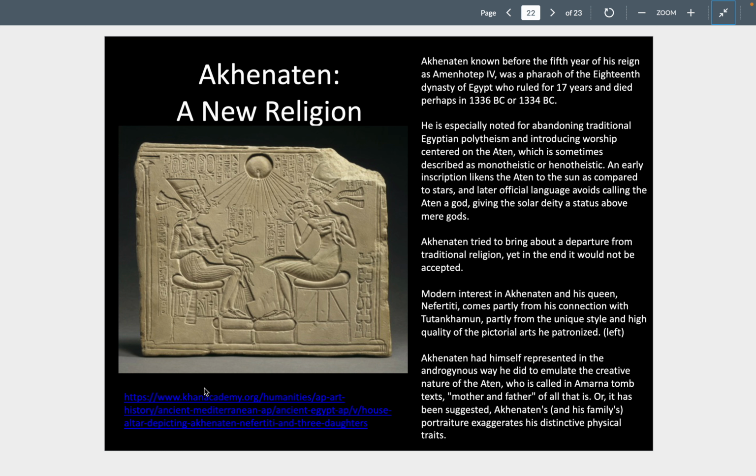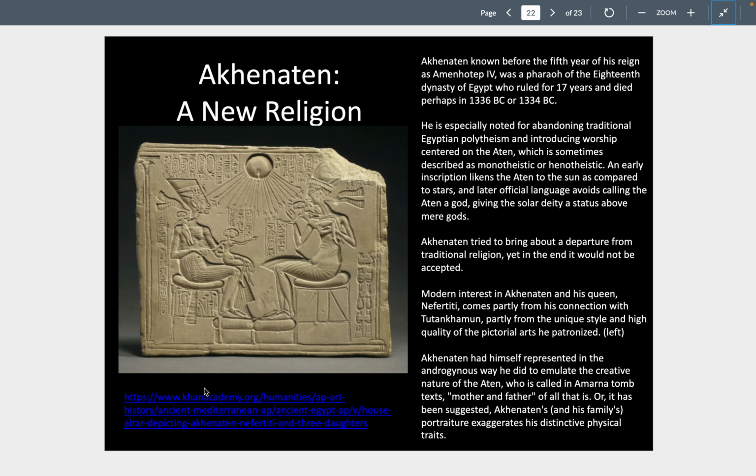And in this, we see a new kind of art that is a little more humanistic. Here, we're seeing Akhenaten and his queen Nefertiti, and they are playing with their children. This is not the typical pharaonic image of a warrior, but instead one that is more domestic.